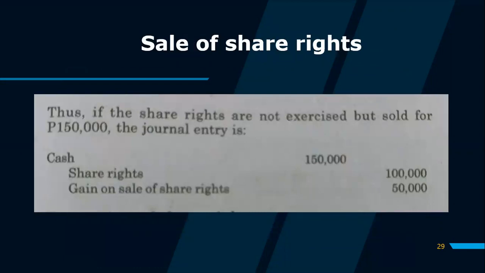Sale of share rights. If the share rights are not exercised but sold for 150,000, the journal entry is cash 150,000 and share right 100, and gain. The difference is gain on sale of share right, which is 50.